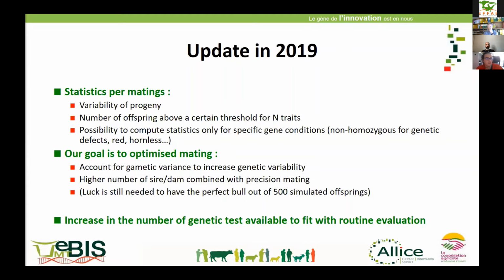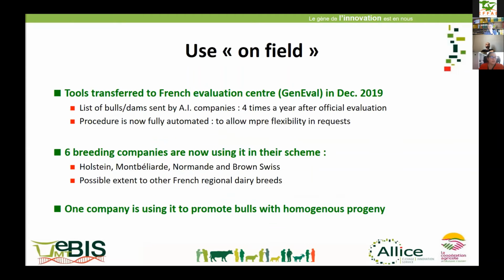But our idea was really to give breeding companies the same larger amount of information for progeny in order for them to choose the best mating. So the tool has already been transferred to the French Evaluation Center for 1 year now. 6 breeding companies are now using this tool in their scheme in 4 different breeds.